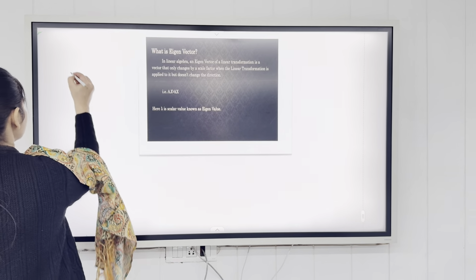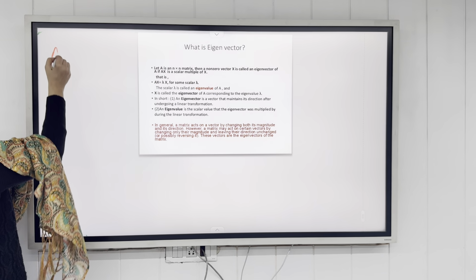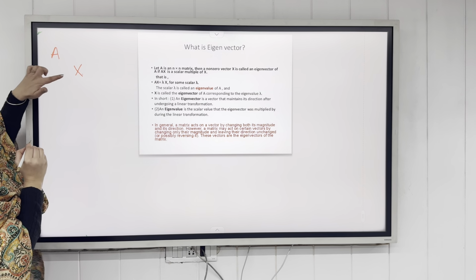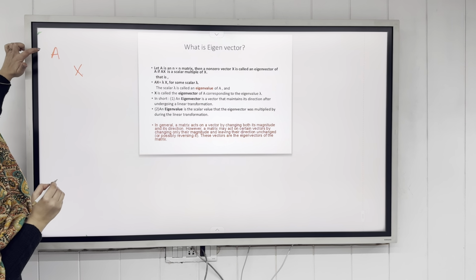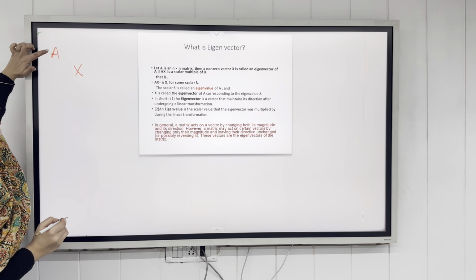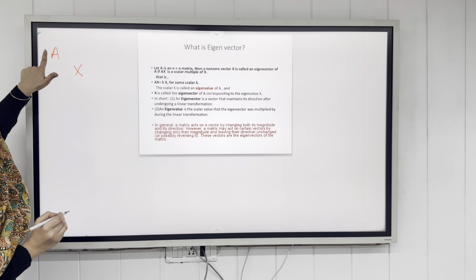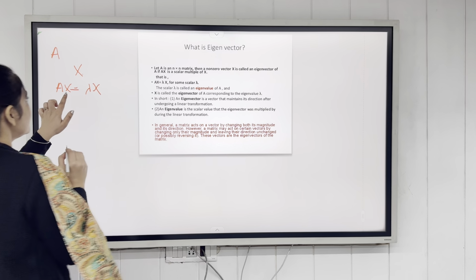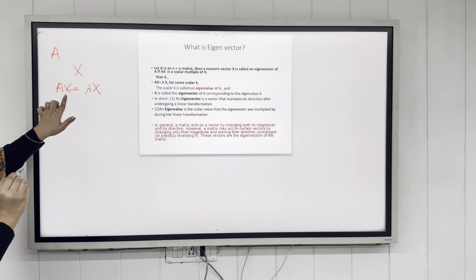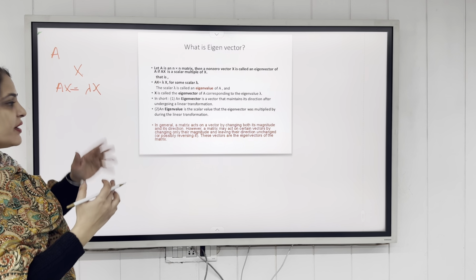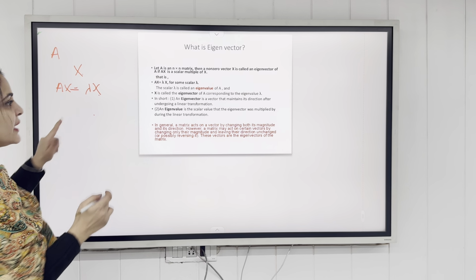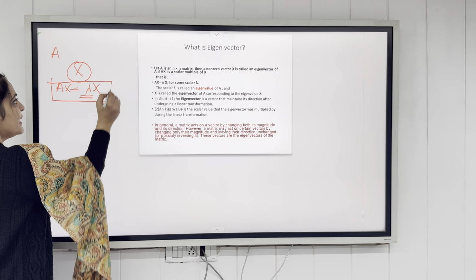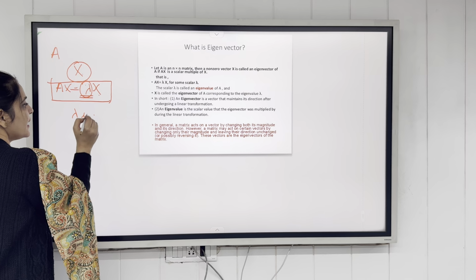So if we explain through the definition, let's say A is a square matrix, and X is an eigenvector of matrix A. If this condition holds, that is Ax is equal to lambda x, it means when the matrix is multiplied with the eigenvector, the effect is that it will be scaled by the value lambda. Now this will become the eigenvector if this condition holds, and this lambda is said to be the eigenvalue.